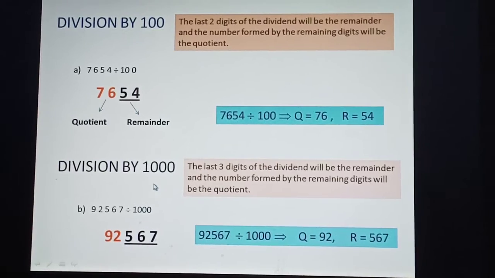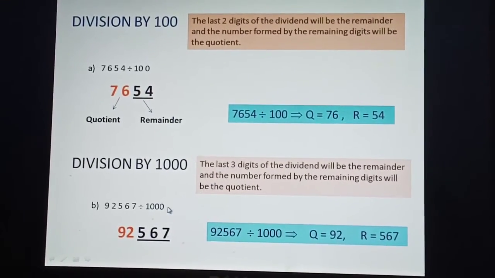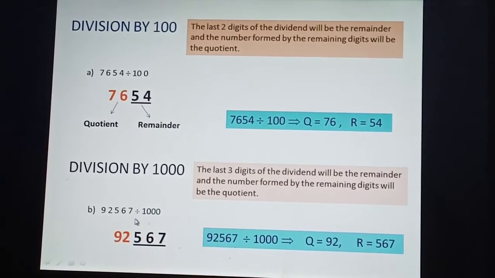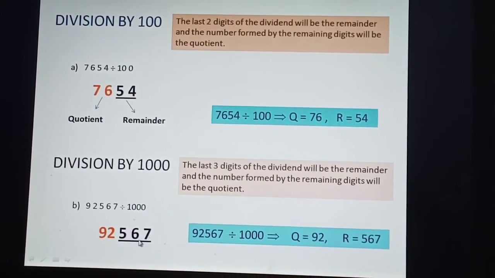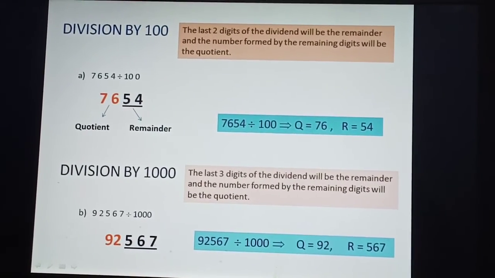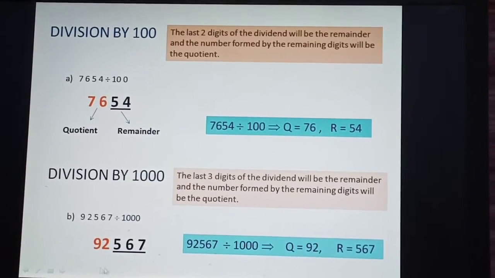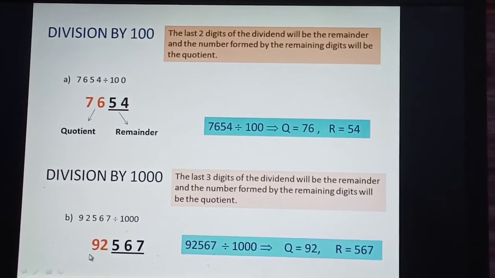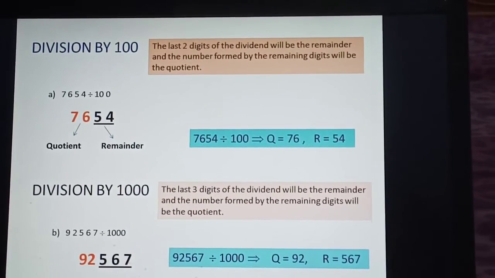And same way, we can divide by 1000. So, when you are dividing by 1000, how many digits you have to underline? 3, because there are 3 zeros, so you will underline 3 digits. These underlined digits will form the remainder. 567 will be the remainder and whatever digits are left, they will form the quotient. So 92 will be the quotient.